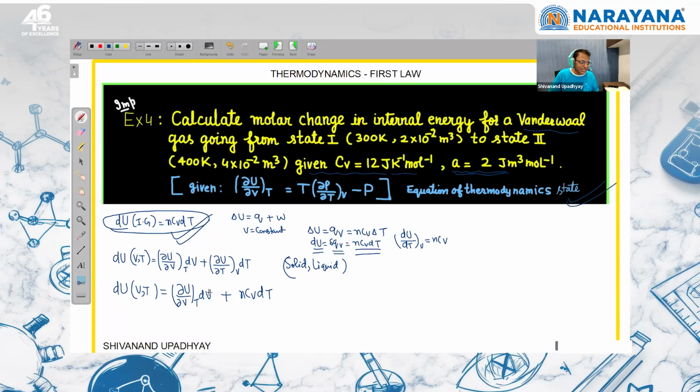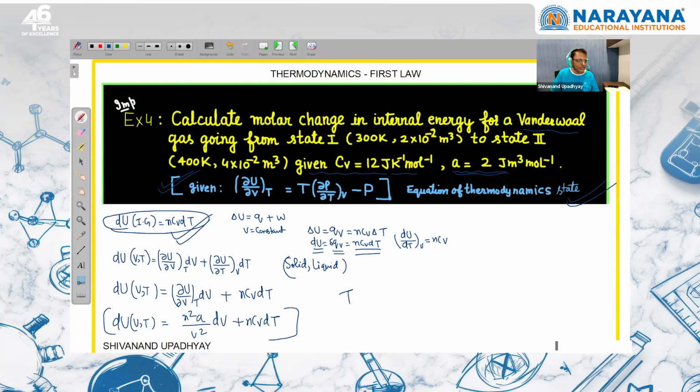So if they are going to ask a question, they will give this Maxwell equation so that we can derive this value. If we derive it, this value will come n square a upon V square into dV plus nCv dT. So this is the change in internal energy of van der Waals real gas. And now from this, we can ask a question.